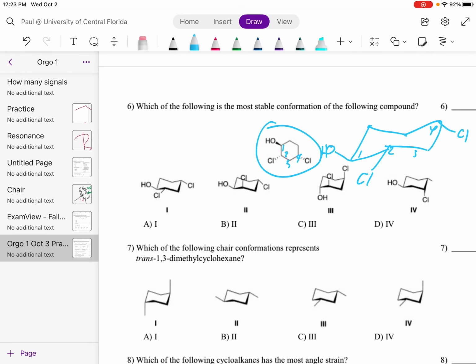And when I look at that chair that I just drew, I notice that each one of these groups are equatorial. And that's the most stable conformation you can have with a chair, when they're all in the equatorial position. So if I did the chair flip on that guy, they would all be axial. So the correct answer for this guy would be right there.